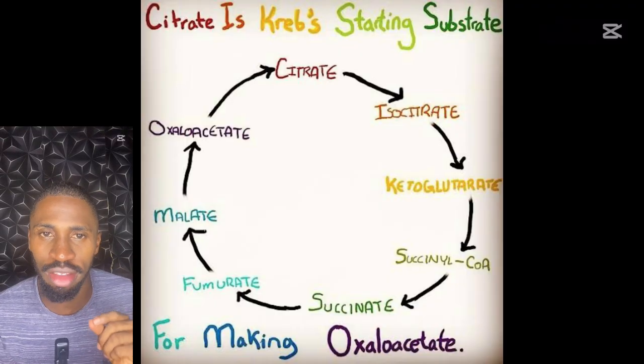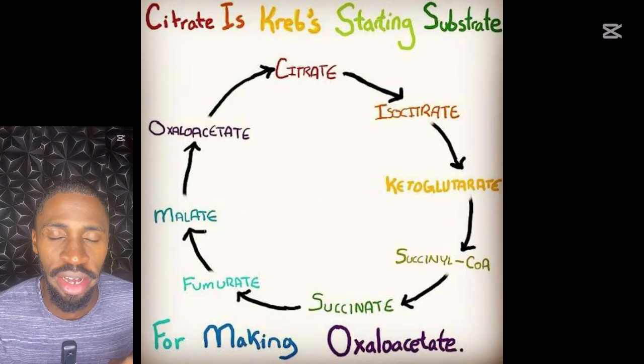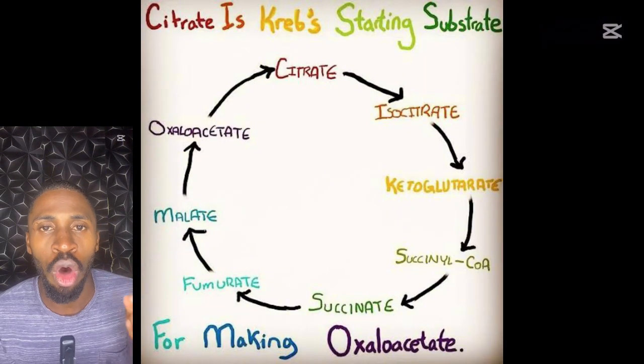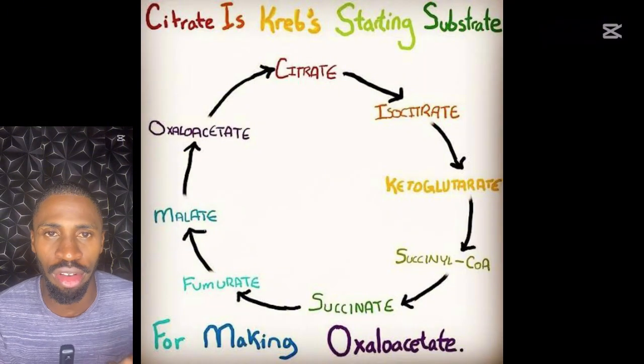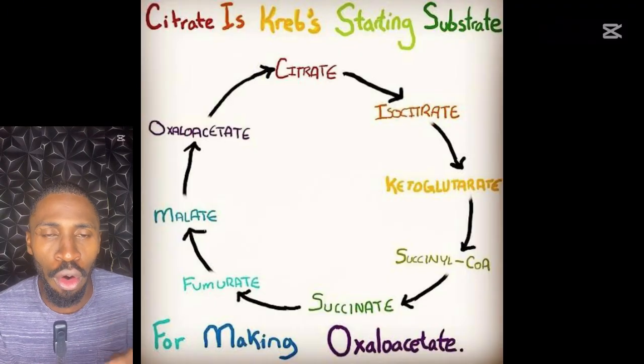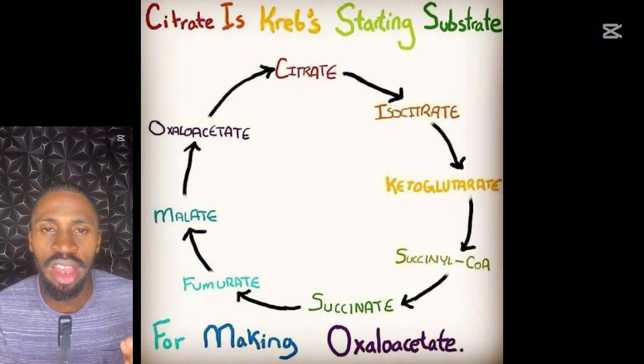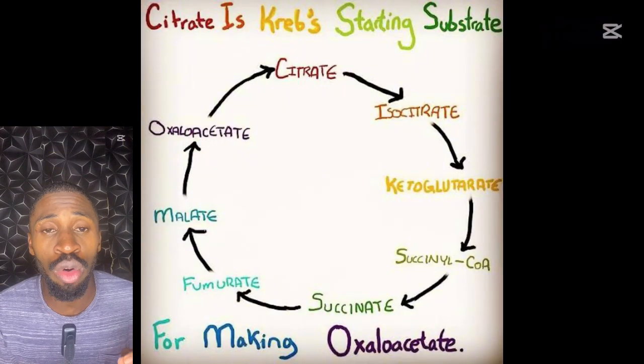Now the 2 is silent, so the 2 is not part of the mnemonic. Now, form is fumarate, and oxaloacetate is the last substrate. So citrate is Krebs starting substrate to form oxaloacetate. So we have run through it: citrate, isocitrate, α-ketoglutarate, succinyl-CoA, succinate, fumarate, and malate.